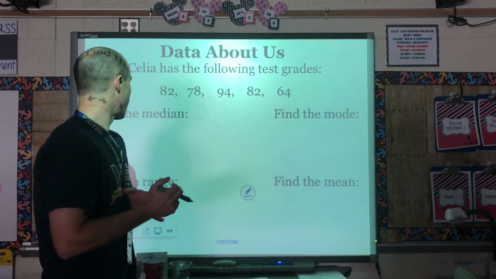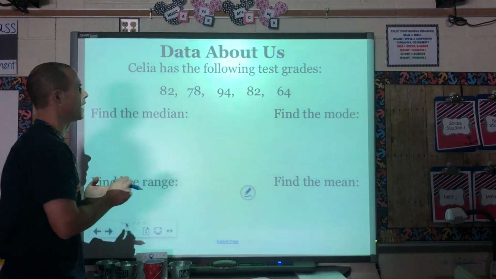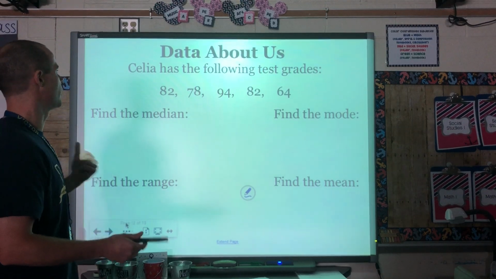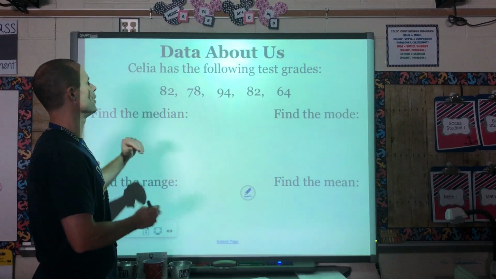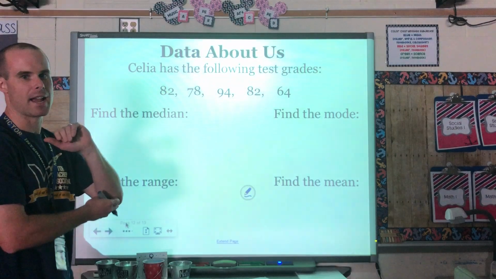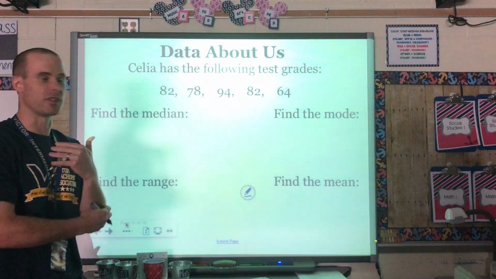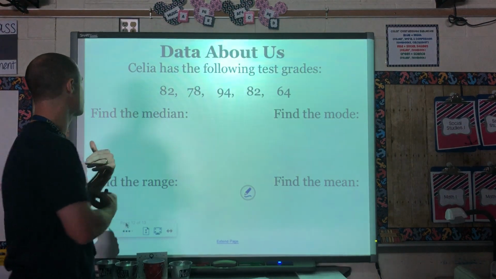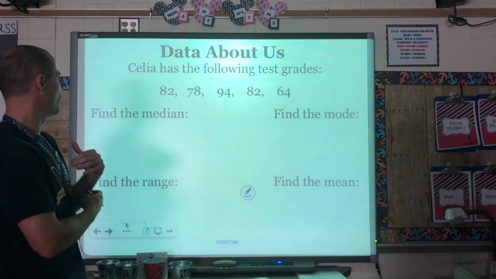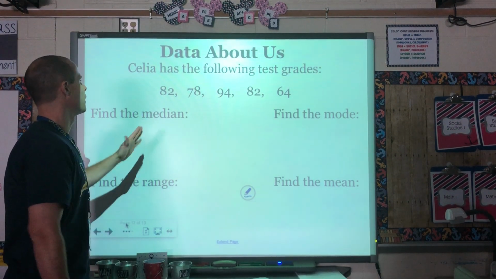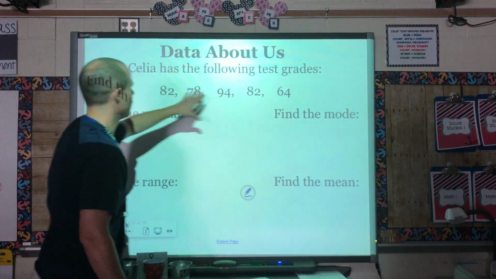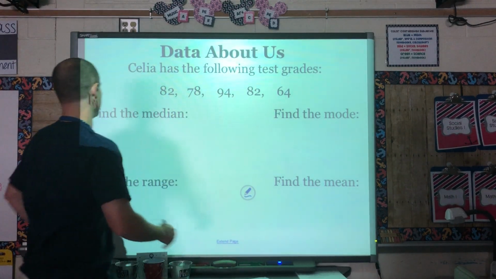This problem is from our Data About Us unit, and what we're going to be doing in this unit is looking at some of Celia's test grades, and we're going to be analyzing them by using some different measures of center. And the first one we're going to take a look at is called the median. So this is our data set right here that we have all of her test grades in.